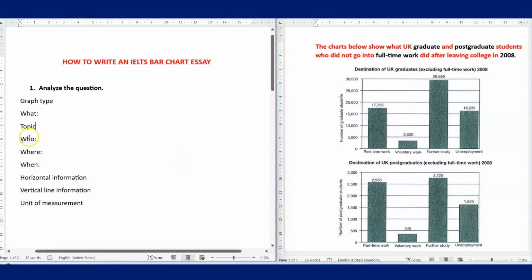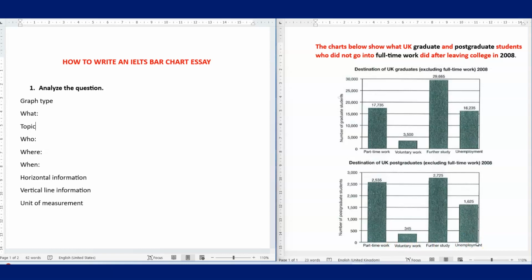All right, so who are those involved? What are the variables we are dealing with here? We have two variables: the graduates and postgraduates. They are the two variables we are comparing. Nevertheless, we still have some categories here: part-time work, voluntary work, further study, and those who are unemployed. Here the same thing for part-time work, voluntary, further study, and unemployed students.